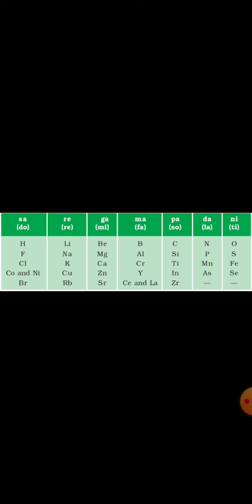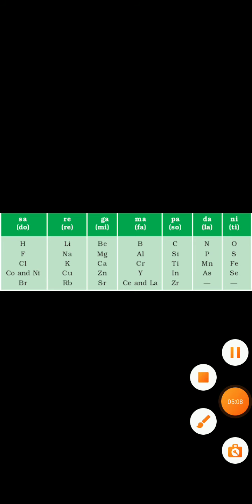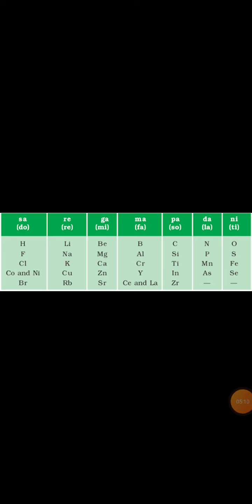Here in Newlands' octaves, the properties of lithium and sodium were found to be the same. Sodium is the eighth element after lithium. Similarly, beryllium and magnesium have similar properties. Although hydrogen is the first element with the lowest atomic mass, Newlands' octaves start from lithium. We need to keep that in mind.